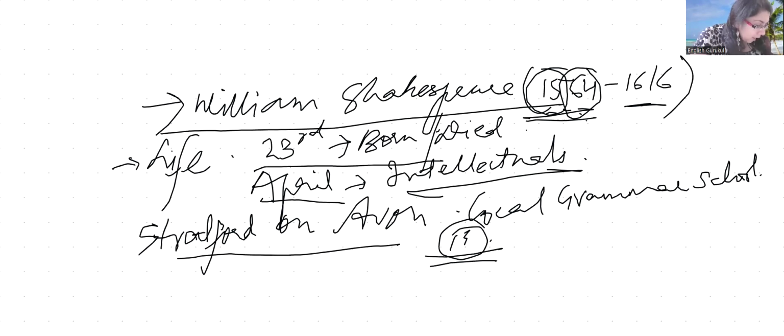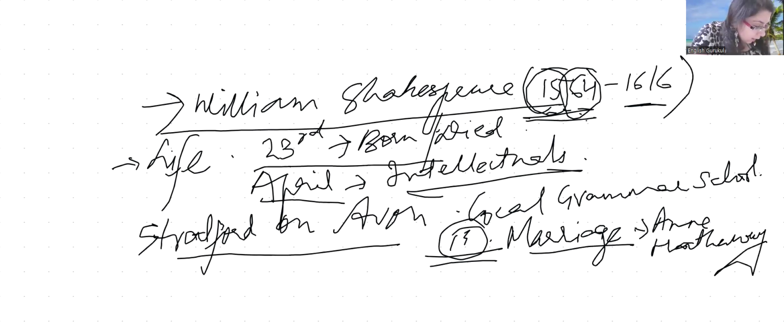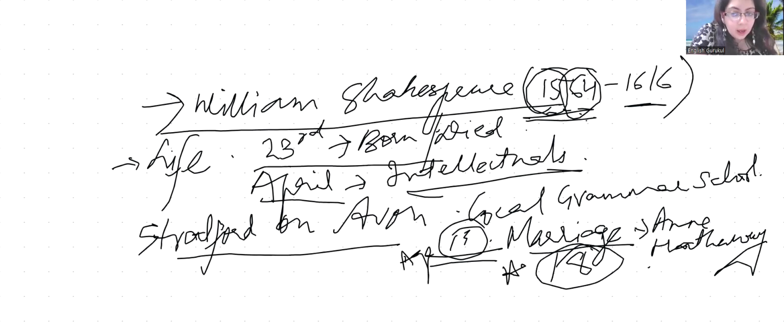He left school to help out in his family's business, and he married at the age of 18 to Anne Hathaway. When we talk about his marriage, he married Anne Hathaway at the age of 18. This is the age.